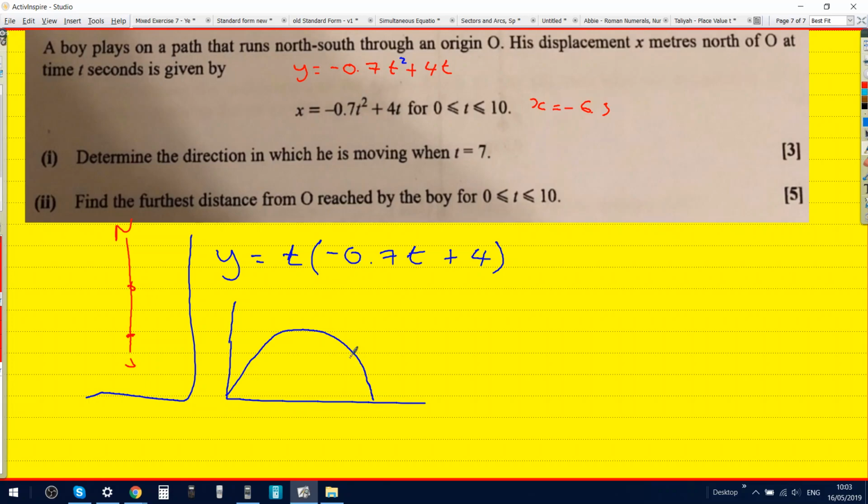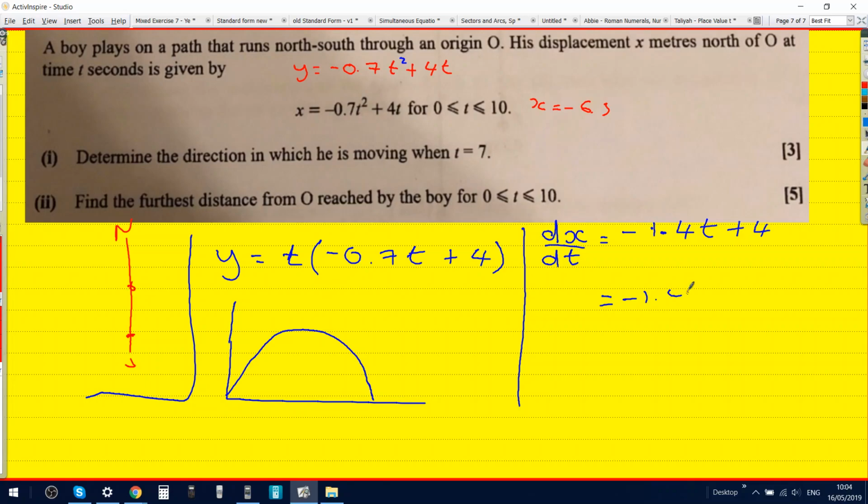Another way you could just differentiate it. So what would that be? Minus 1.4t plus 4, and you would sub 7 into that. Okay. So it's just recognising that we need to use dx dt in this case.